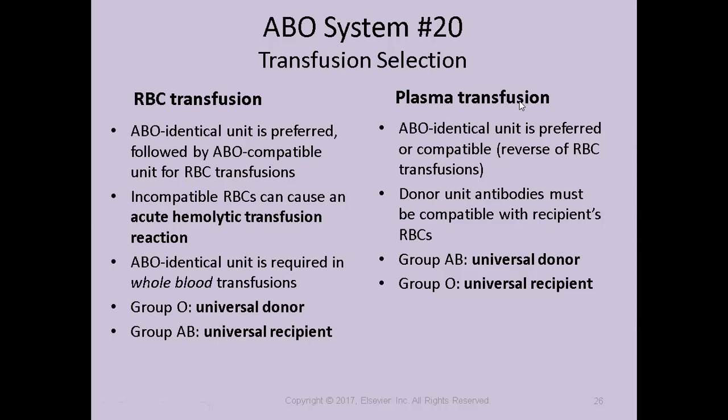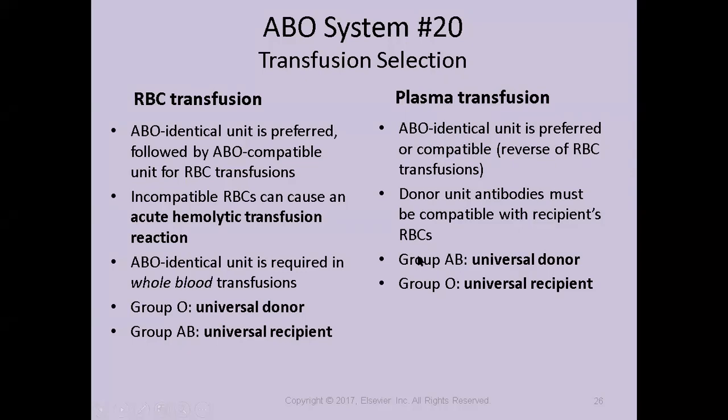So let's switch our thinking and move on to plasma transfusion. Okay? So similarly, ABO identical unit is always preferred. Okay? Give the same type. If we can't, we want to make sure it's compatible, and we want to consider the reverse, okay, of red cell transfusions. Okay? So what does that mean? Type O is not the universal plasma donor. It's actually type AB. So think about it.